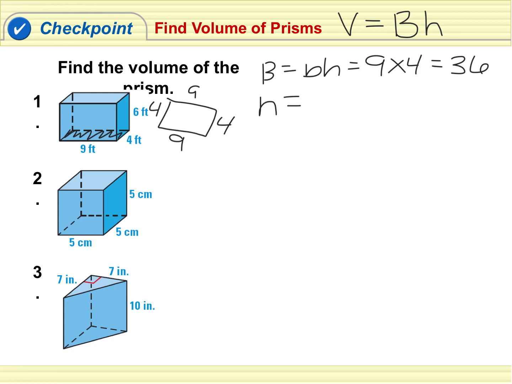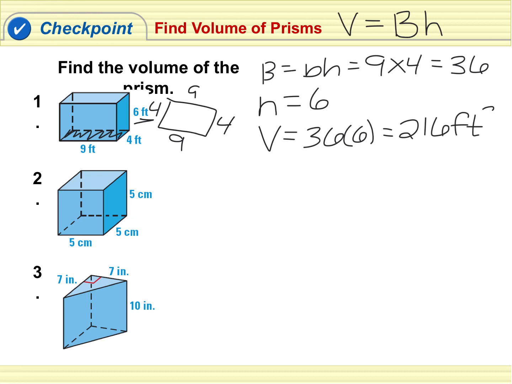And then what do we need? We need the height. Go back to the picture. What is it? 6. Plug it all in. We have 36 times 6. What'd you get? 216. Feet cubed. Good.